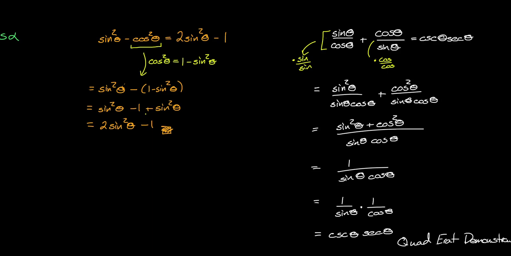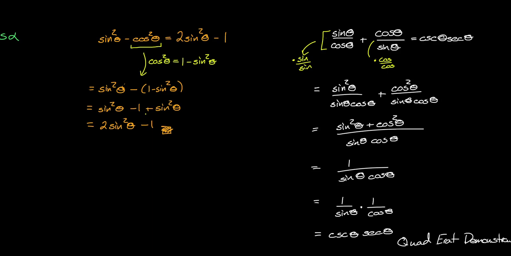Do my parentheses matter? Big time. Because if you don't put the parentheses, sine squared minus sine squared, they're gone. So here we are, sine squared minus 1 plus sine squared, and here we end up at 2 sine squared theta minus 1. And we're done.